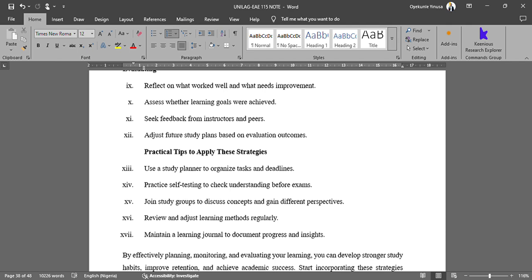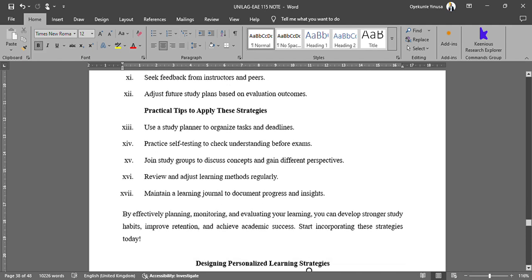Practical tips to apply these strategies. Number one, you must use a study planner to organize tasks and deadlines. There are a lot of study planners that you can download, apps that can help you to manage your study plan and achieve your deadlines. You must always set reminders on your Google Calendar. You must always set alarms. This is when you need to study. This is when you need to do the assignment. You must plan yourself effectively.